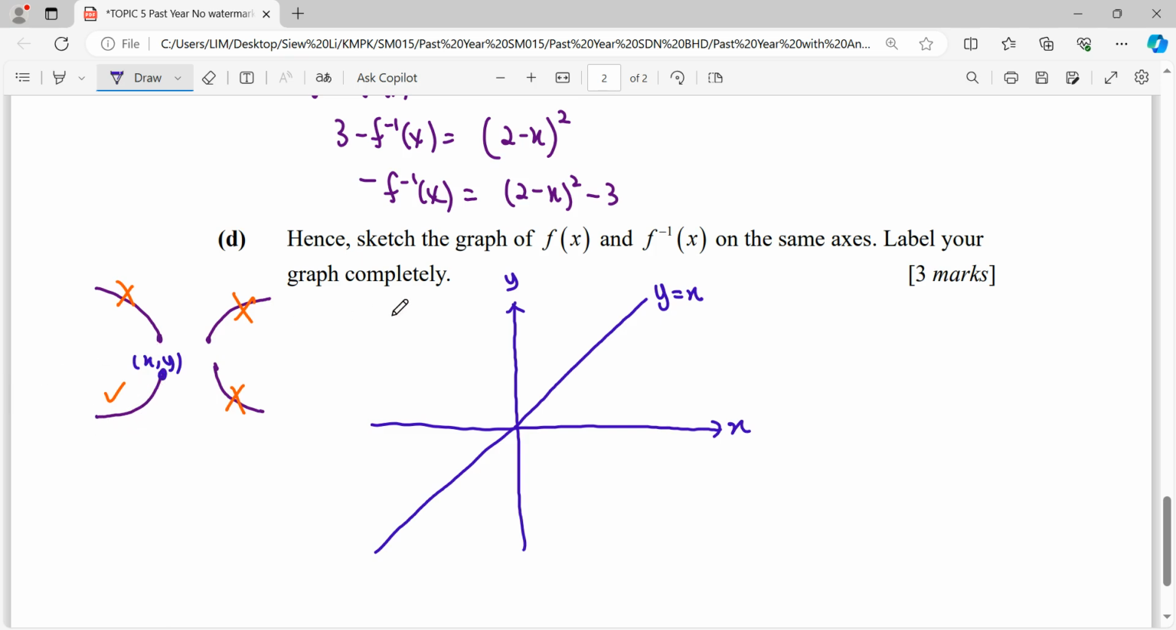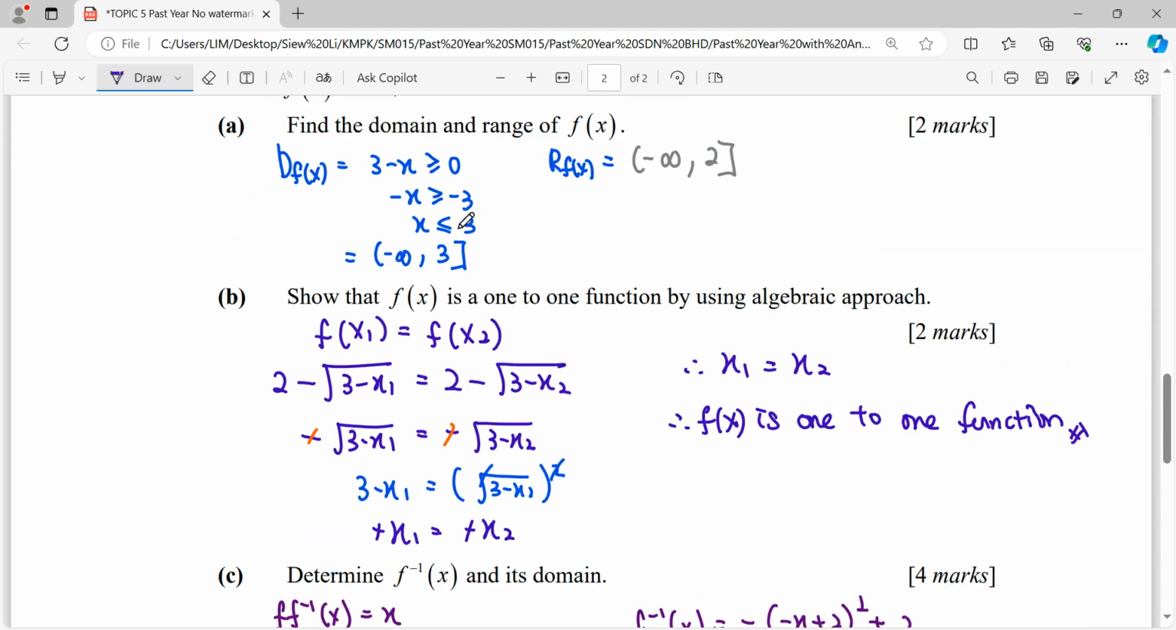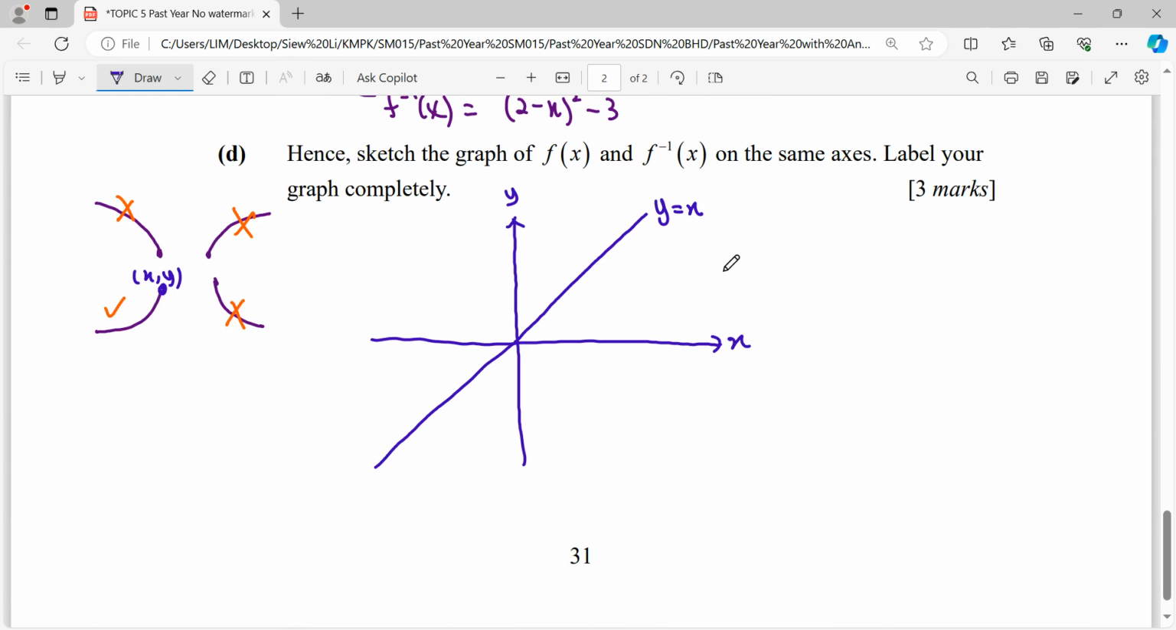So x refers to your domain, which is 3. Y refers to your range, which is 2. So 3, 2. The 2 supposedly will not go above the reflection axis, so the 2 is just below, because here is 3, 3, here is 3, 2. So this is your graph shooting.